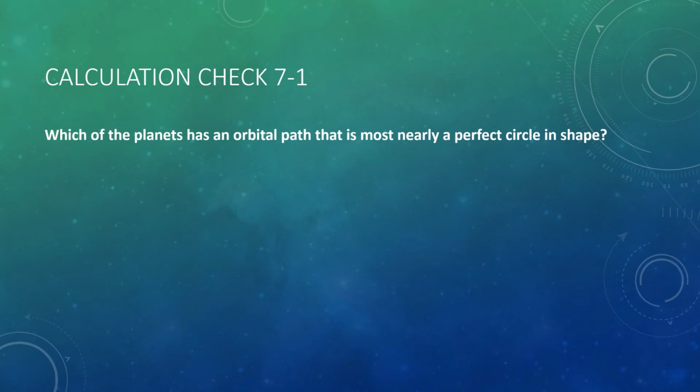First one, calculation check. Which of the planets has an orbital path that is most nearly a perfect circle in shape? If you remember, way back in our discussion on eccentricity when we talked about elliptical orbits when discussing Kepler's work, we saw that eccentricity ranges from 0 to 1, where 0 is a circle and 1 is a really big ellipse. So go back into those tables and look for whatever planet has a perfect or nearly perfect circle in shape, which means, well, think about the eccentricity. I'll leave it there. So take a moment, go back to the table and think about it, pause your video, and return when you're ready or stuck.